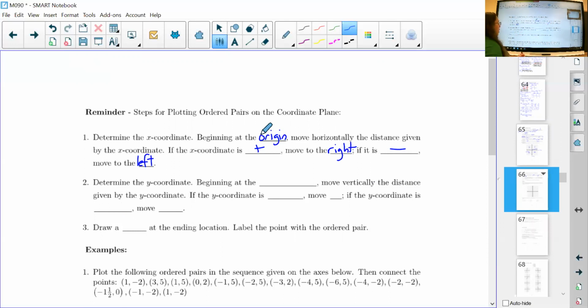Then we look at the y-coordinate. We don't start over at the origin. This is important. We do not start at the origin. We instead start at the x-coordinate. From the x-coordinate, we move up and down, however much the y-coordinate tells us. If it's positive, move up. If it's negative, move down. And then draw a point at the ending location and label the point with the ordered pair.